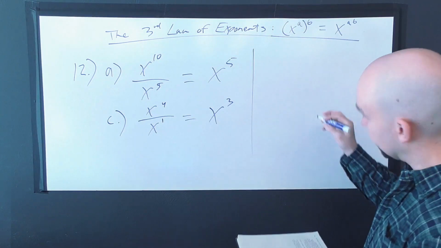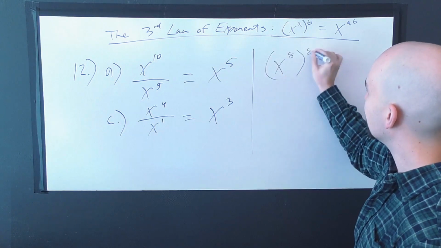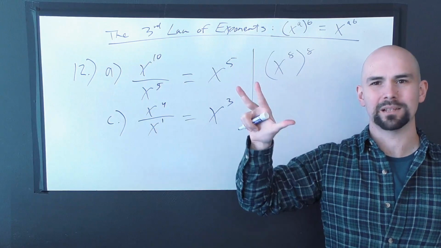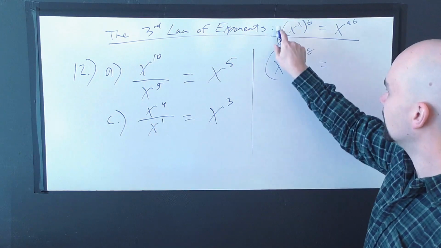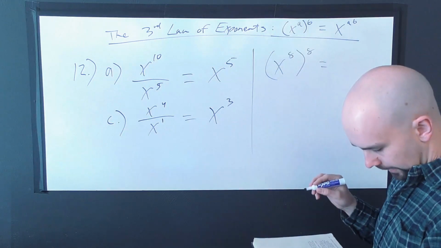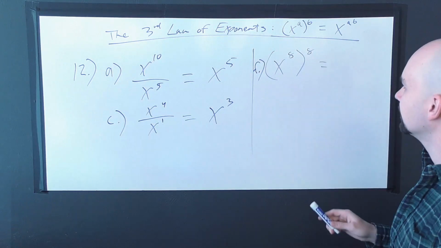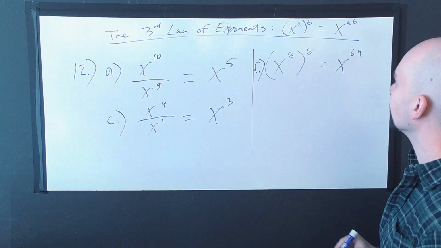What if I have something like x to the power of 8 raised to the 8th power? That means x to the power of 8 times x to the power of 8 times x to the power of 8, 8 times in total. So this law, number 3, says I can multiply these powers. 8 times 8 is 64. X to the power of 64. That's pretty big.